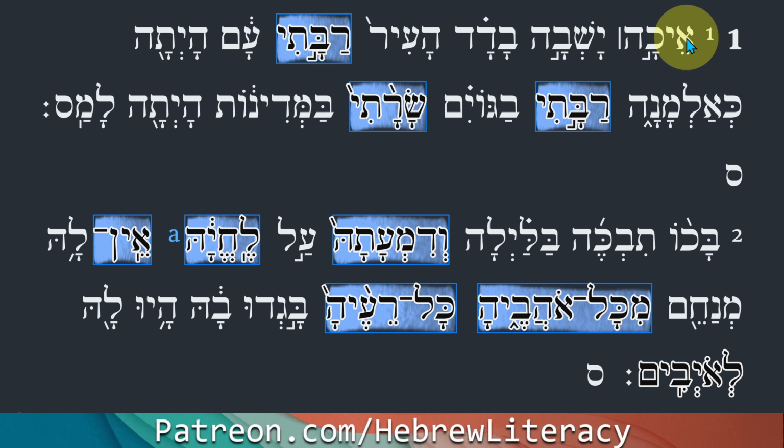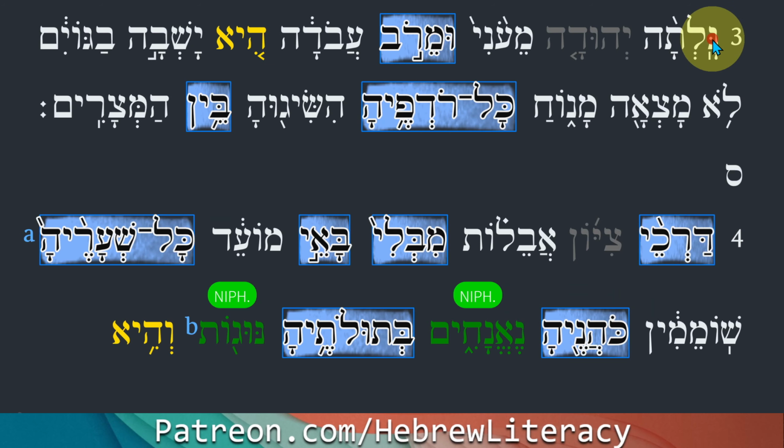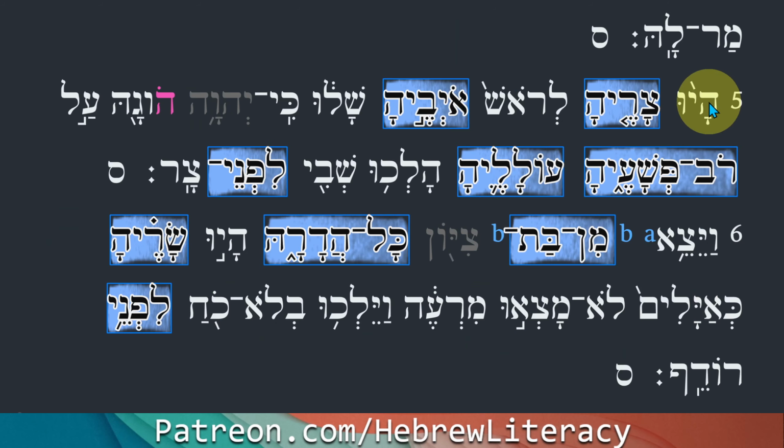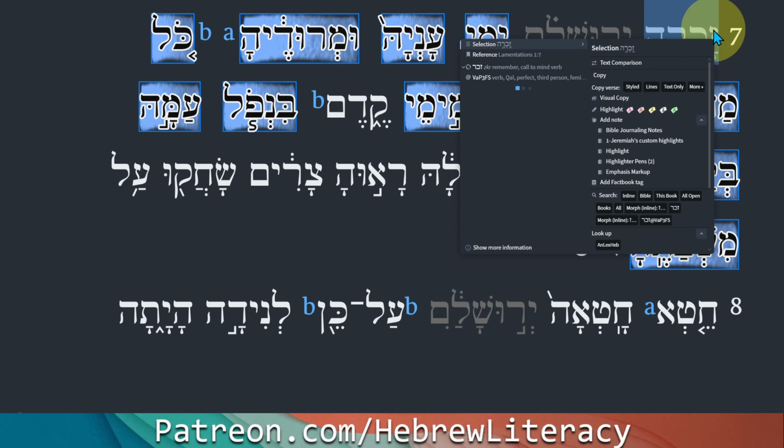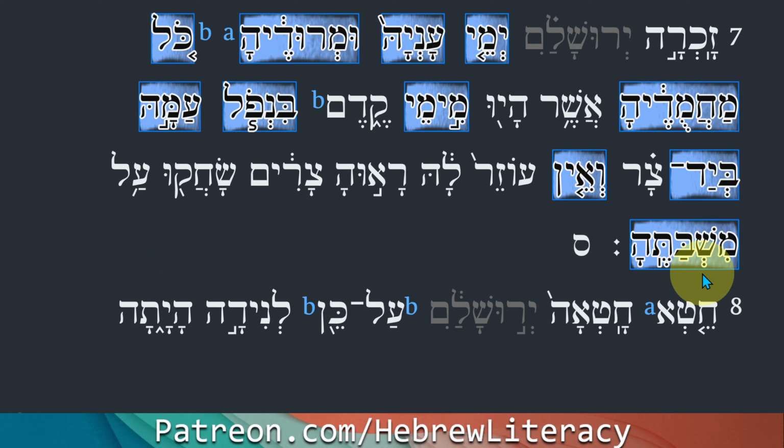So chapter 1 verse 1 starts with an aleph. Chapter 1 verse 2 starts with a beit. Verse 3, gimel. Verse 4, dalet. Verse 5, hey. Verse 6, vav or waw with the ancient name, etc. You can see that it keeps going through each letter of the Hebrew alphabet. Okay. Chapter 2 is the same. So they both have just 22 verses, one verse for each letter of the alphabet.